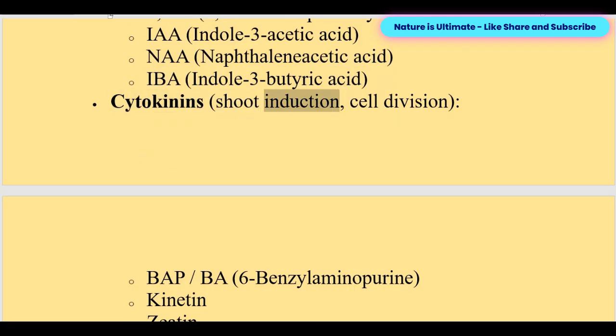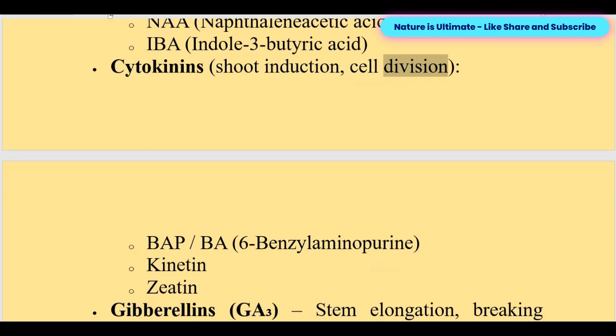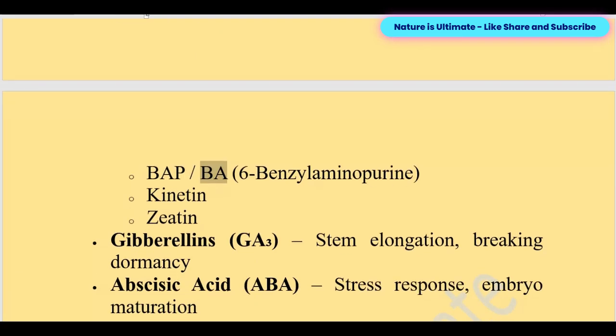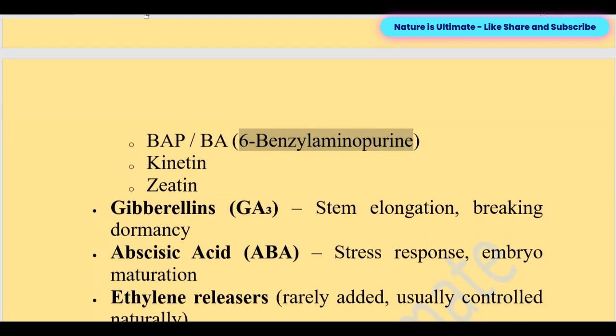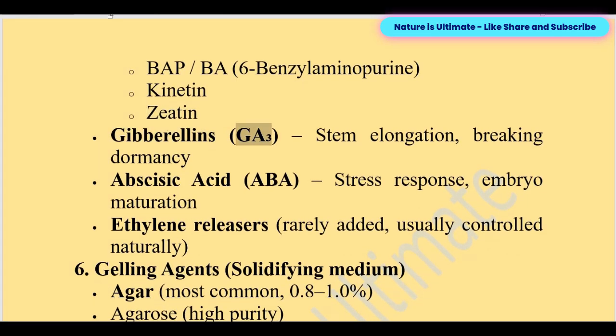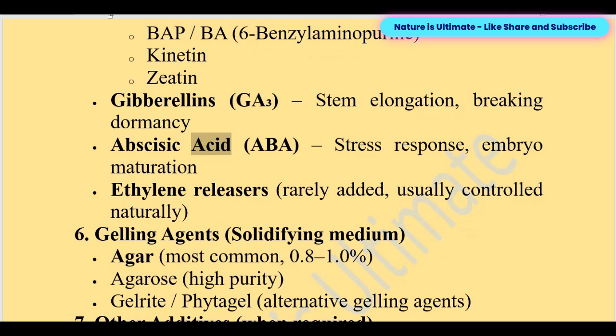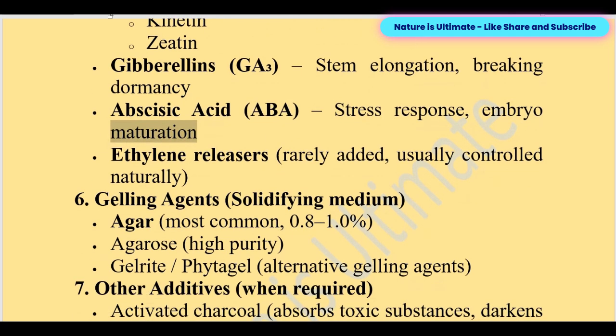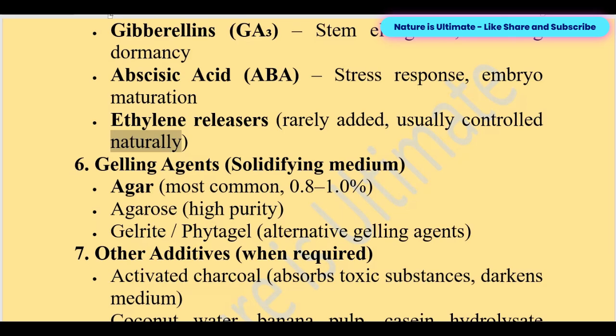Cytokinins, shoot induction, cell division. BAP/BA, 6-benzylaminopurine. Kinetin. Zeatin. Gibberellins, GA3, stem elongation, breaking dormancy. Abscisic acid, ABA, stress response, embryo maturation. Ethylene releasers, rarely added, usually controlled naturally.